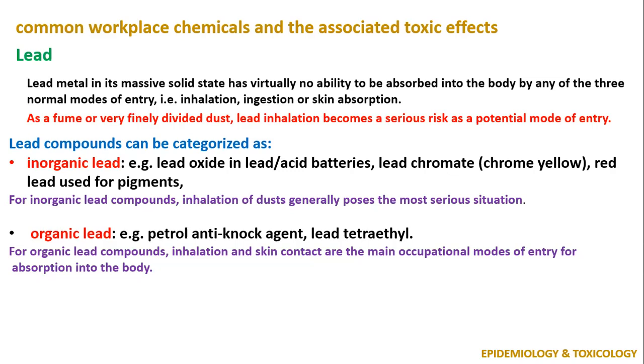Inorganic lead, for example lead oxide in lead acid batteries, and lead chromate, that is chrome yellow and red lead used for pigment, are a few examples of inorganic lead. For inorganic lead compounds, inhalation of the dust generally poses the most serious situation. Next is organic lead, for example the petrol anti-knocking agent, lead tetraethyl. For organic lead compounds, inhalation and skin contact are the main occupational modes of entry for absorption in the body. So the route of entry for inorganic lead is through inhalation of the dust, whereas organic lead is through inhalation as well as skin contact.